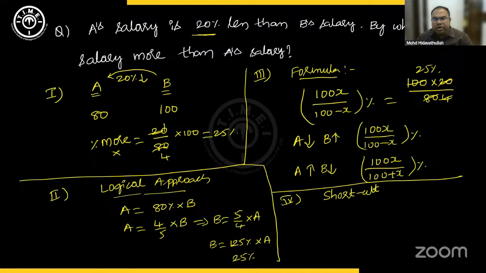Fourth one, shortcut. A is 20% less than B. 20% means 1 by 5. The answer should be the immediate preceding fraction or succeeding fraction, depending on the question. What is the question? By what percentage?